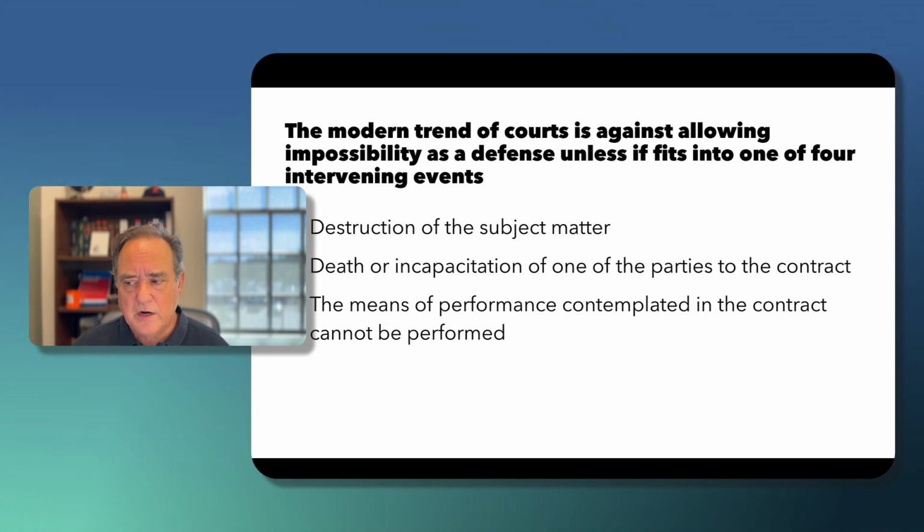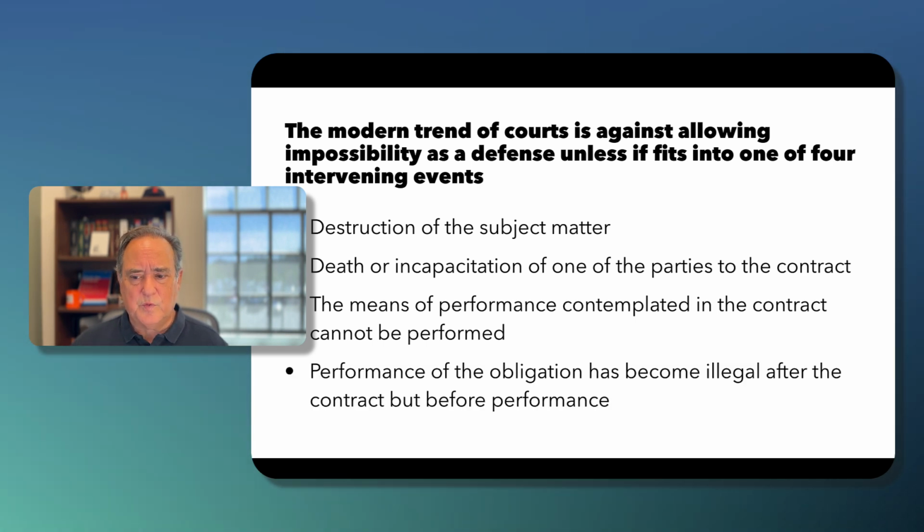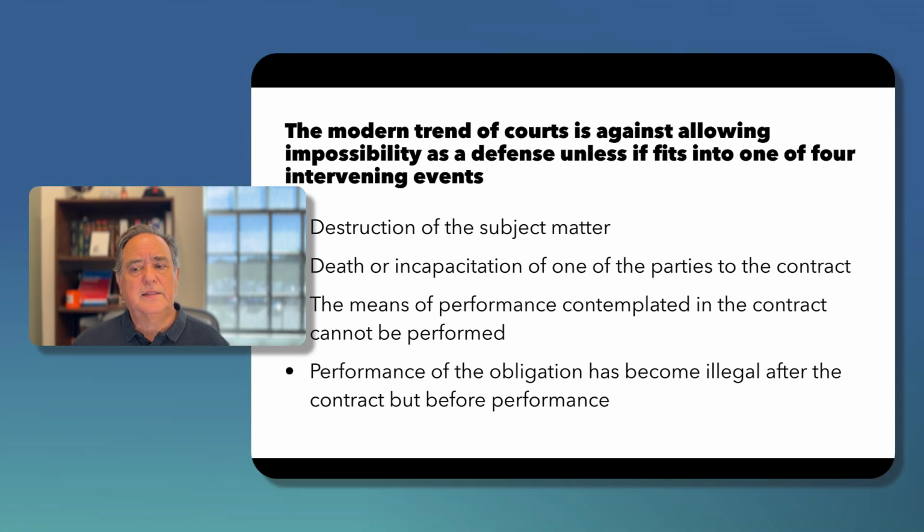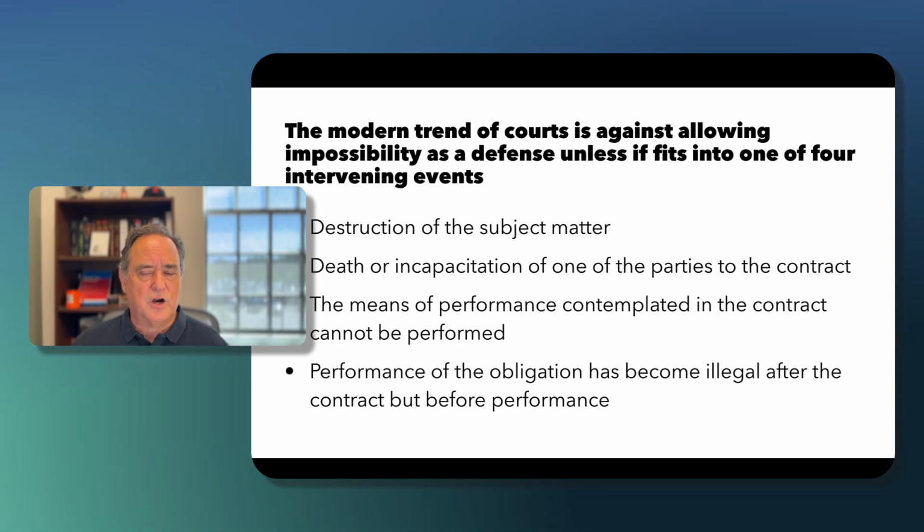This would occur if, in fact, the parties had called for performance in a certain manner, and that simply could not be performed. And then finally, illegality. If performance of the obligation becomes illegal after the contract, but before performance, so after the contract is executed, but before performance is required, then the court will discharge the parties from the contract.